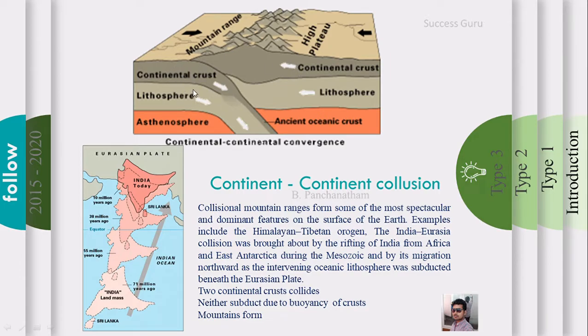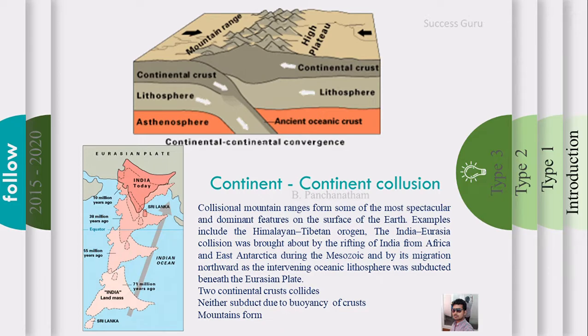Before that, there was an oceanic lithosphere, and here it is a continental lithosphere. So what happens? The oceanic lithosphere is denser than the continental one, so the oceanic lithosphere tends to move down. But when two continents collide, nothing moves down. So neither subducts due to the buoyancy of the crust, and there will be formation of a mountain. This is how the continent collision takes place.